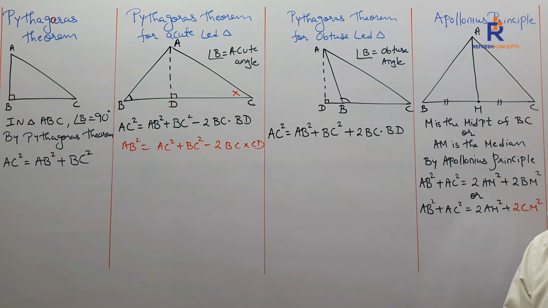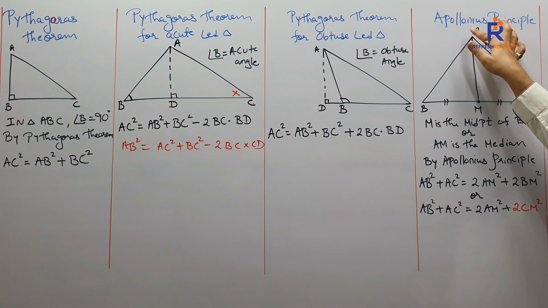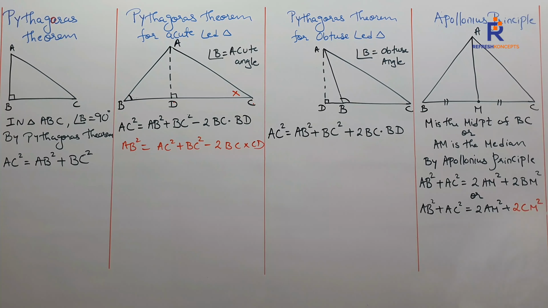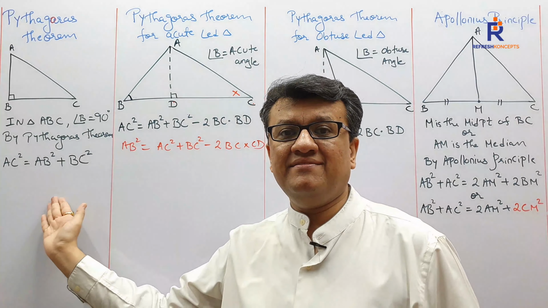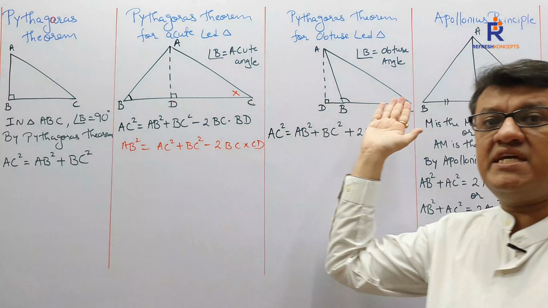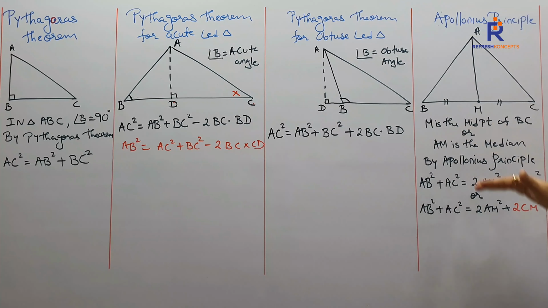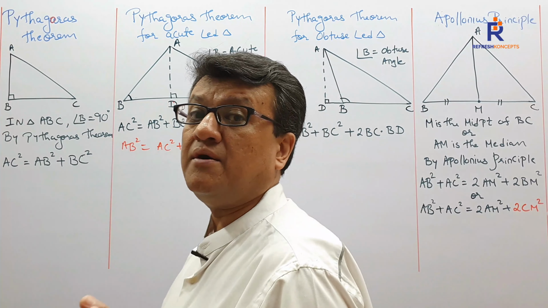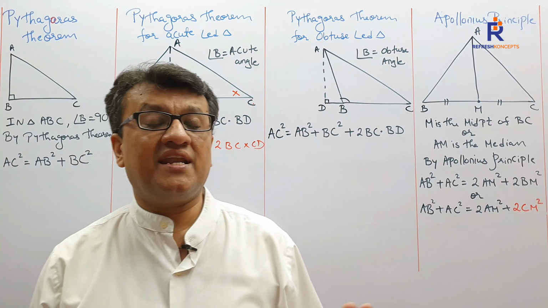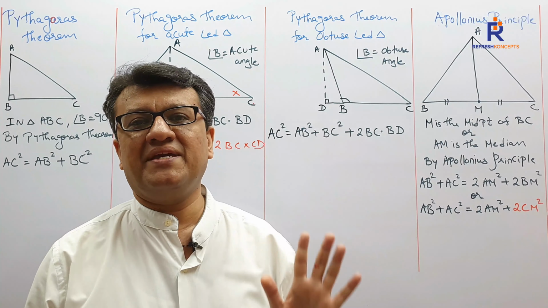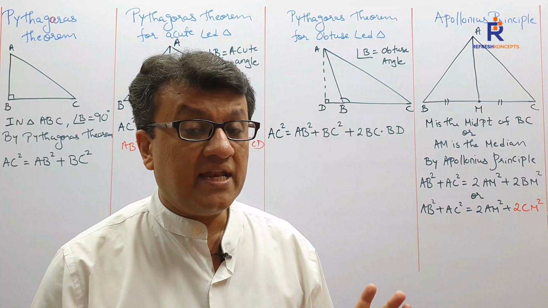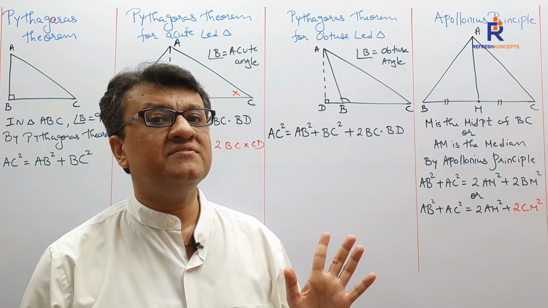Right? Last one, Apollonius principle. For Apollonius principle, there is a necessary condition. As we had necessary conditions, it has to be a right angle, it has to be an acute angle, it has to be an obtuse angle. Now this is not Pythagoras, this is altogether a different one, but we have taken all in one slide so that you can understand. Apollonius principle has one demand. What is it? It is applicable only when there is a median. And what is a median? A line joining the opposite vertex to the midpoint of the base.